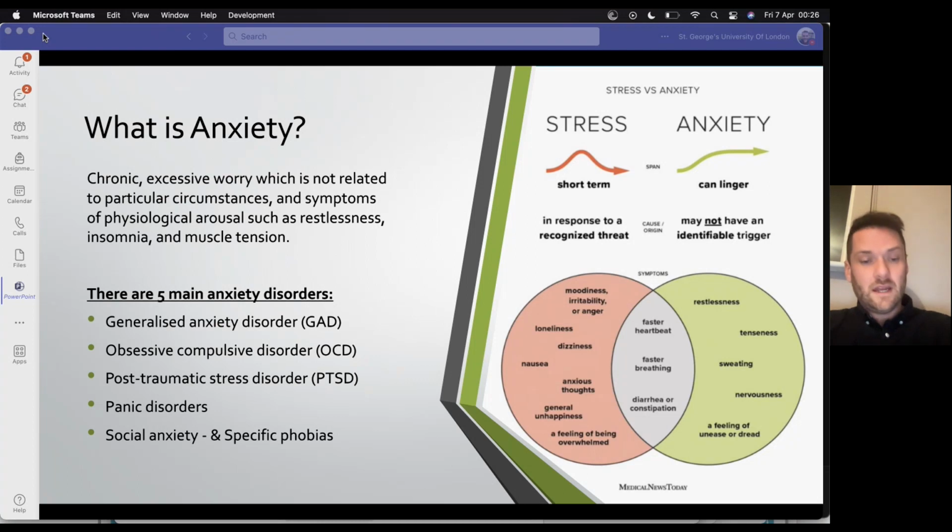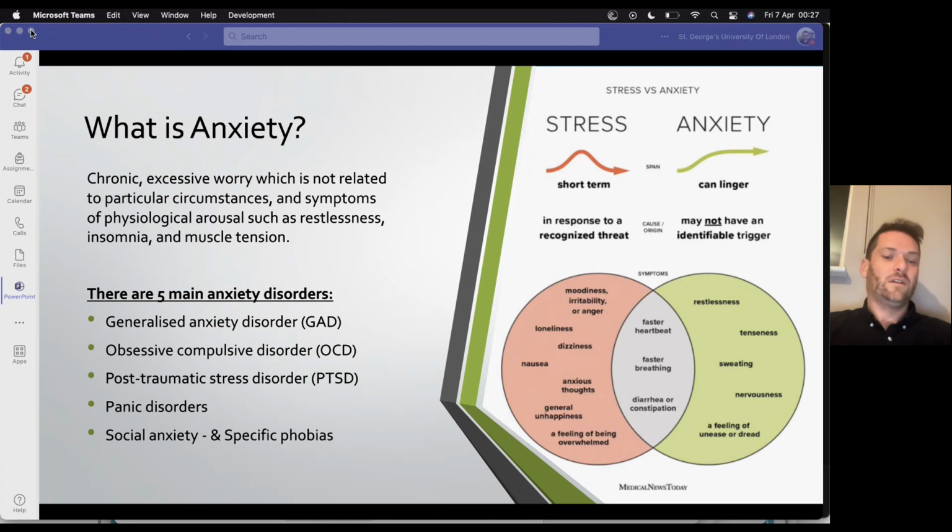There are five main anxiety disorders: generalized anxiety disorder, obsessive compulsive disorder, post-traumatic stress disorder, panic disorder, and social anxiety. Obsessive compulsive disorder, I hope that most of you will know what that is. You're not going to cover it this year in detail, but I think it's got enough visibility in popular media by now that people know what the symptoms of OCD are. So if that comes up randomly in a question, I will trust you guys to be able to pick out what those symptoms are.